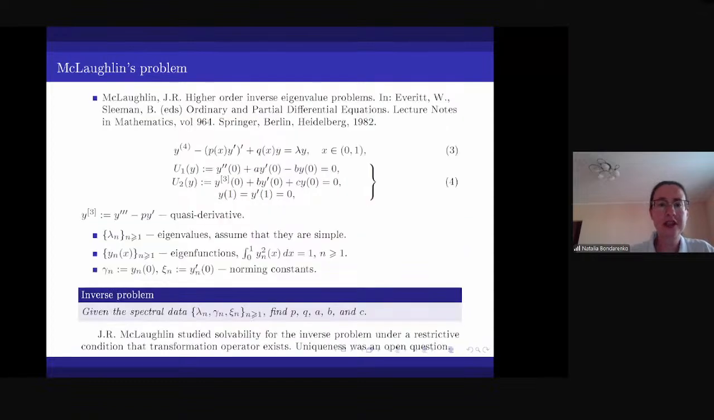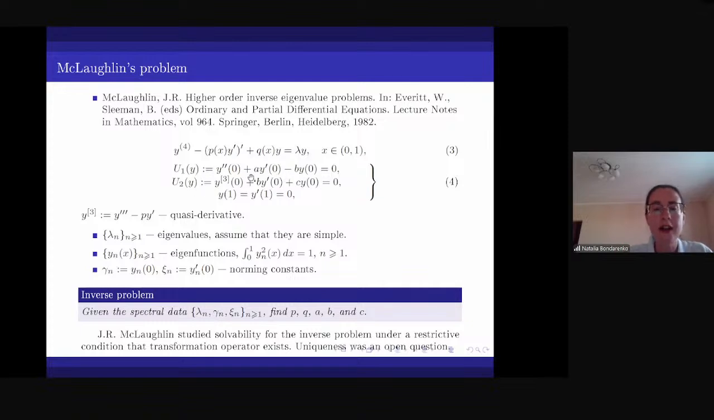And the second problem, which we will consider, let me also formulate it. This problem is taken from the paper by McLaughlin of 1982. Also, there were some subsequent papers in which this problem was investigated. This problem also deals with the fourth order differential equation (3) with the following boundary conditions. Here I keep McLaughlin's original boundary conditions. Of course, some other types of boundary conditions also can be considered.